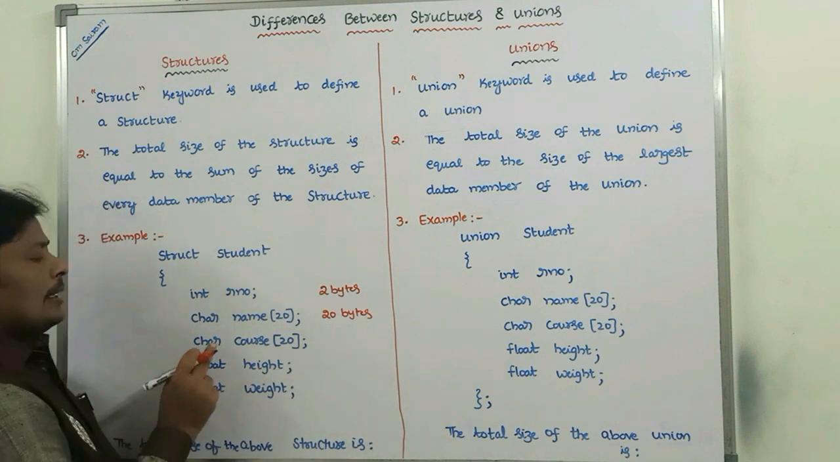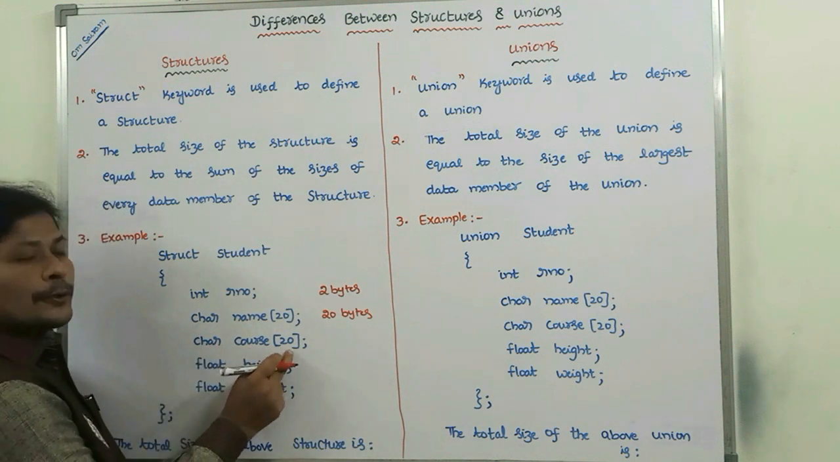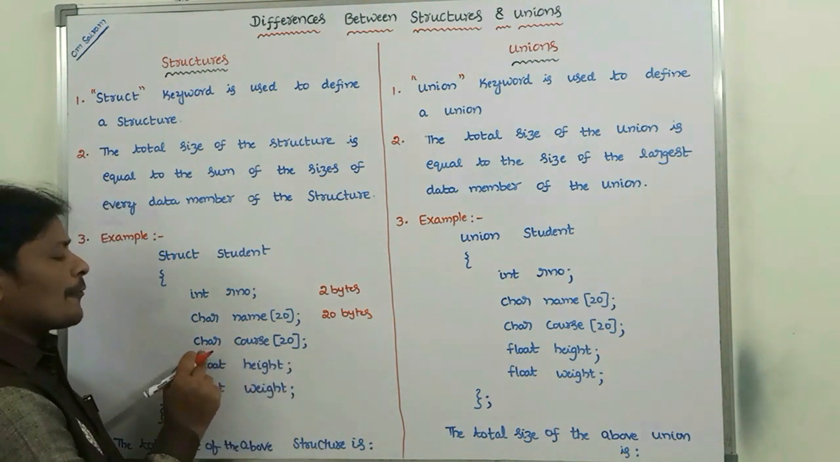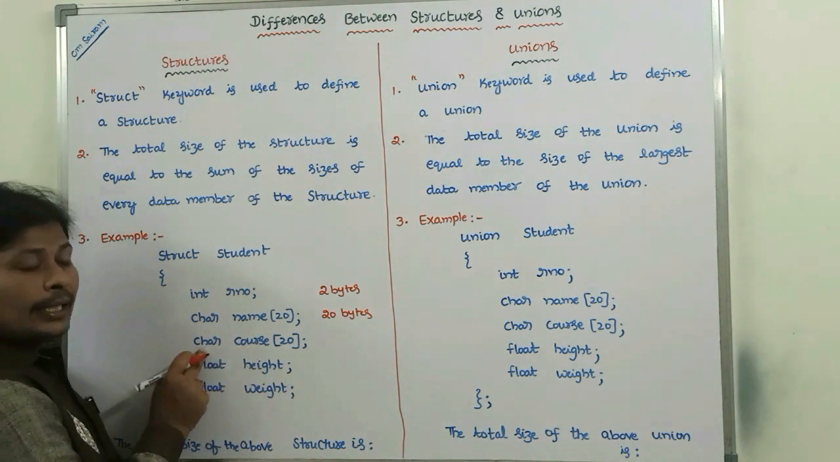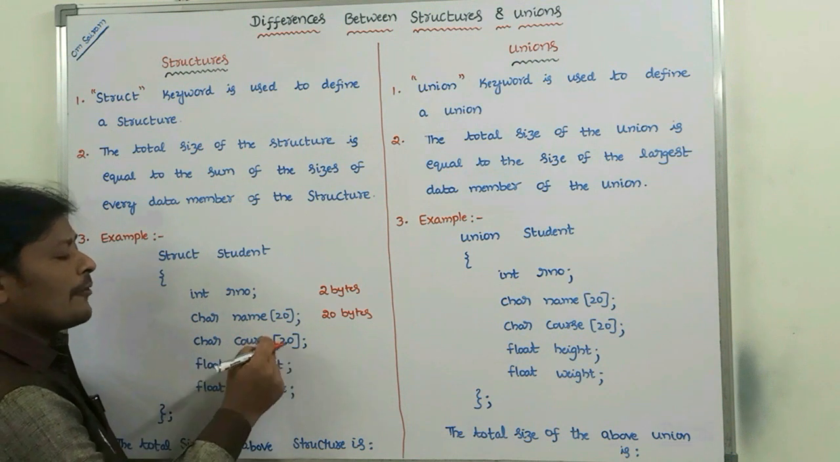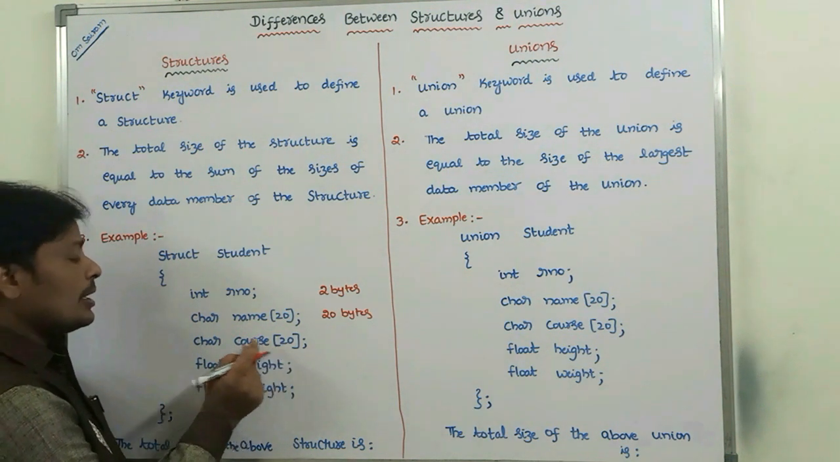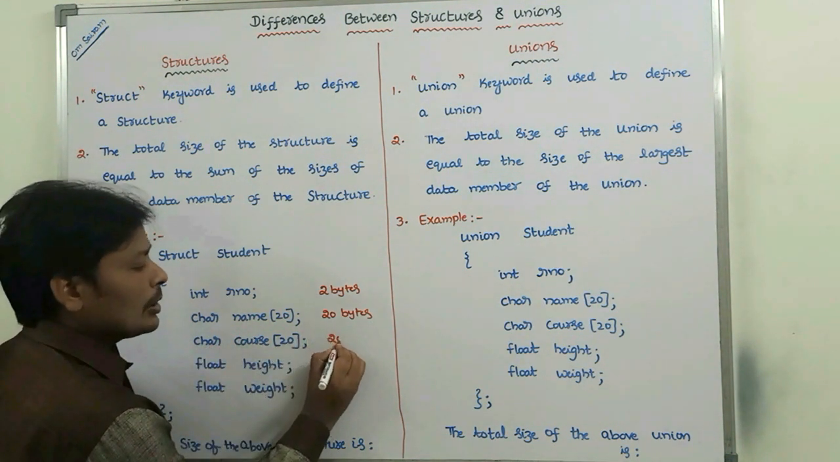Next, char course of 20. The data type of course is character. The character data type occupies 1 byte. How many characters are there? 20. 20 into 1, so that is equal to 20 bytes.